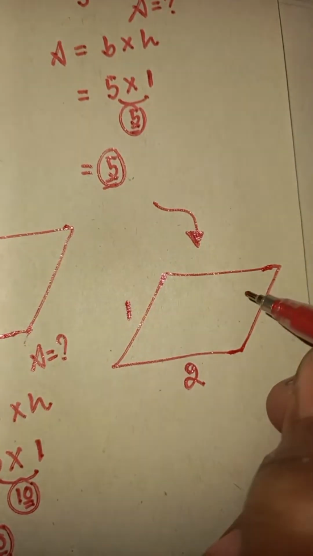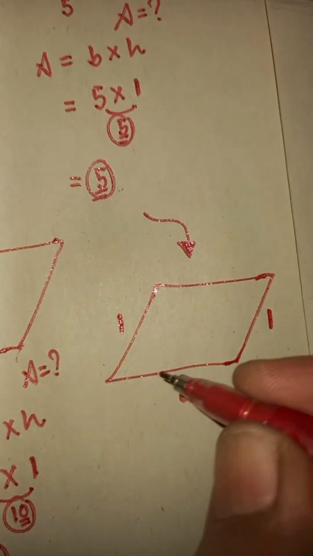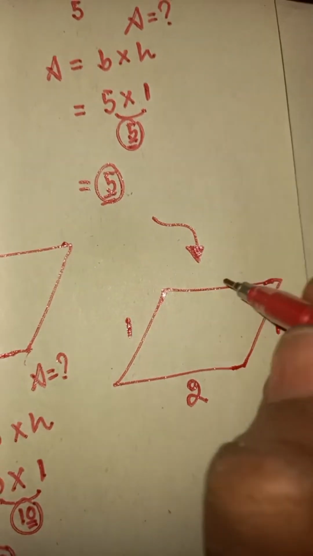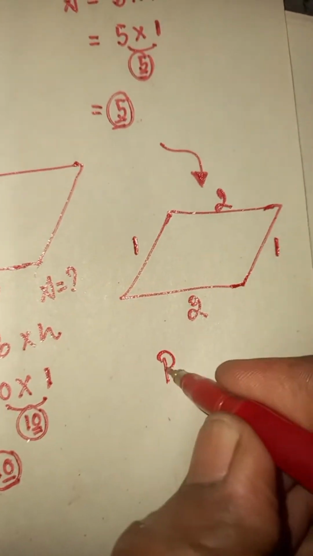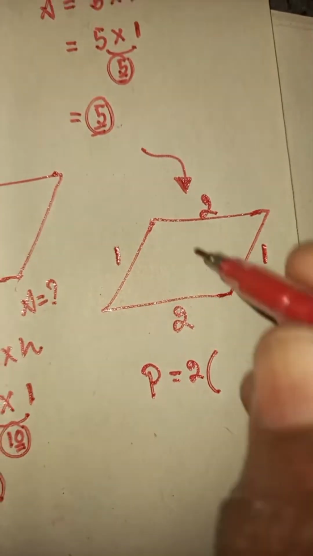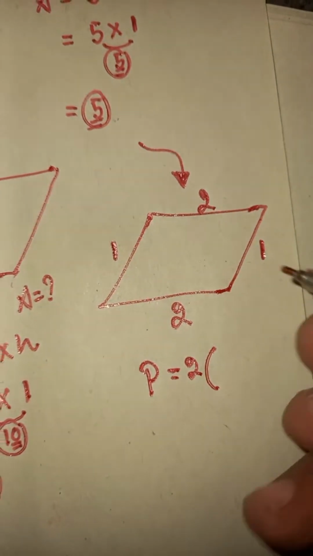Opposite sides of a parallelogram are going to be equal. This is opposite to this side, so this is also 1 unit. This side is opposite to that side, that is also 2 units. Now we need to find out the perimeter. Perimeter is 2 times the sum of adjacent sides, that is 1 unit plus 2 units.